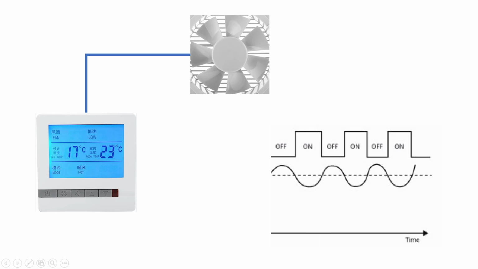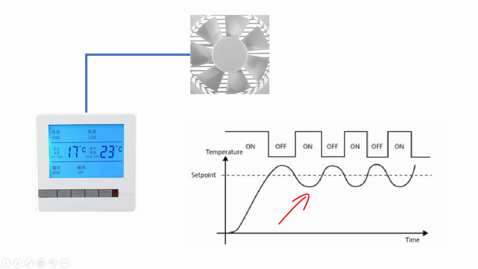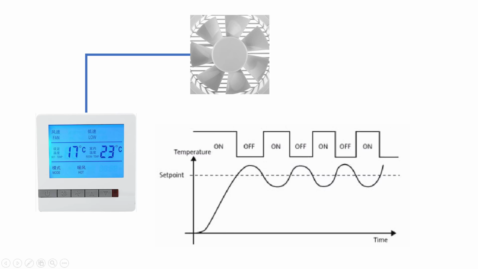This is a graph of how the room temperature will look whilst the fan switches on and off over a period of time. As you can see, the temperature keeps fluctuating around the set point and will never be equal to the set point. This type of control may be okay for your house. However, this is not good for most industrial processes, hence the need for a PID control unit.